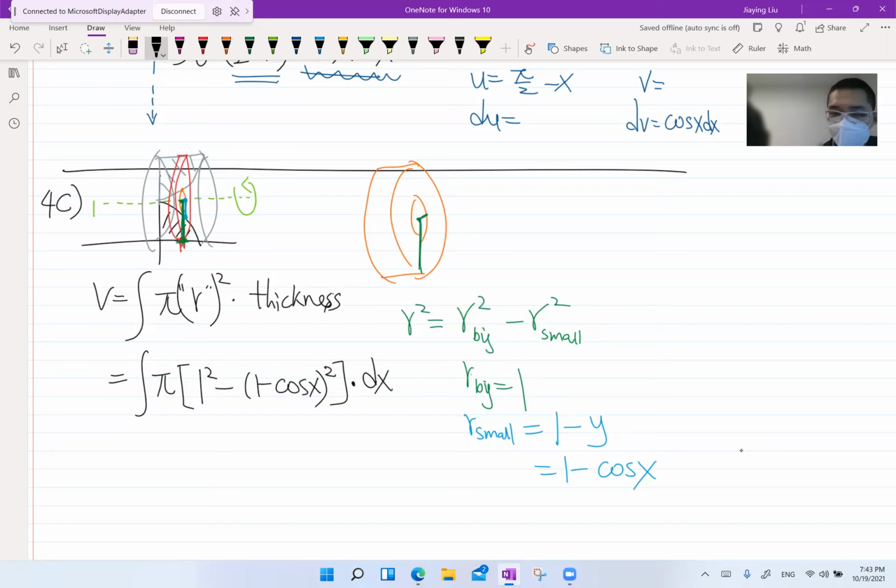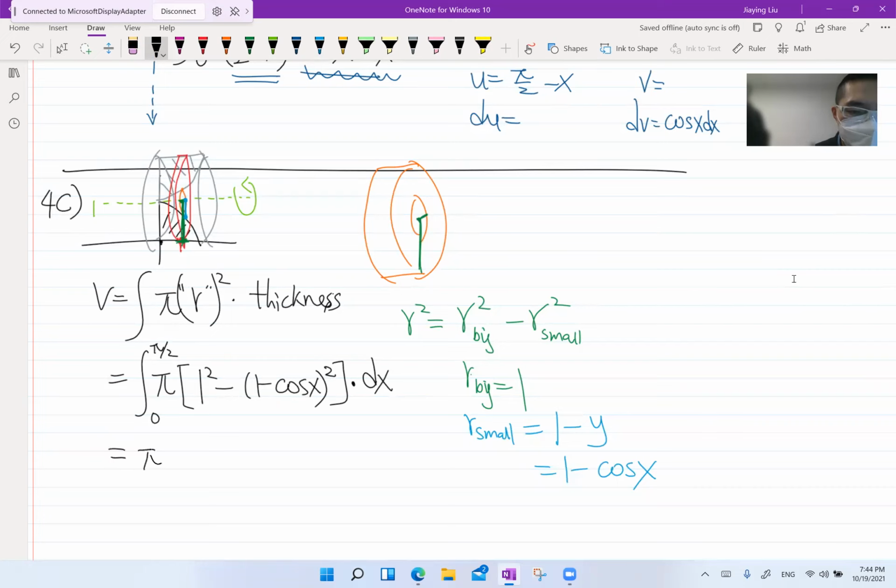And the boundary values of integration: again, we integrate with respect to x, we look in the x direction of the shaded region, which is from 0 to pi over 2. So that's the washer method.